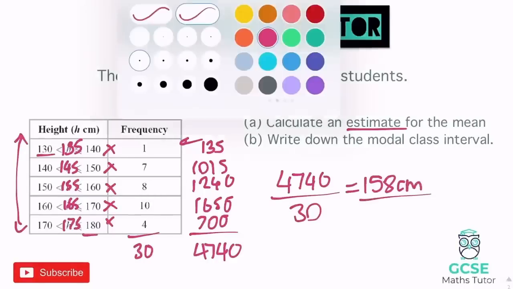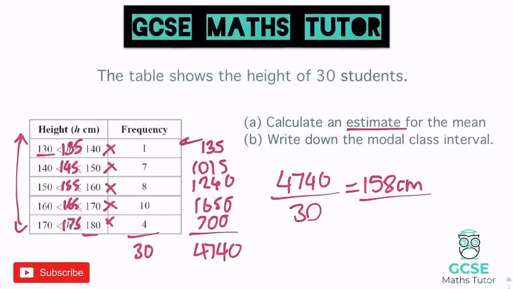Now the next bit says write down the modal class interval. Now the word class just means group, so it's the modal group, which group is the most common, and that's here with these 10 people. So all I have to do is write this group down here.